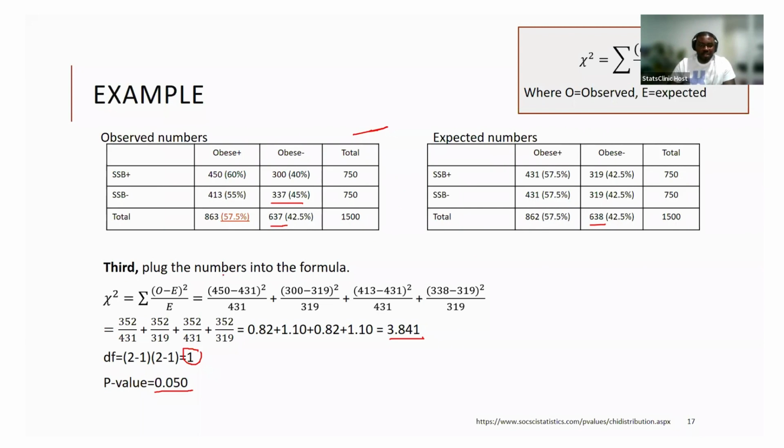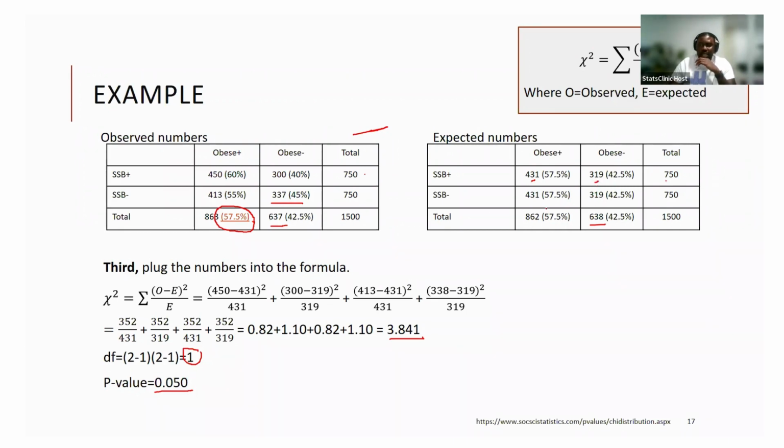So the reason why I keep making this red is because this is a number that we used to calculate the expected. So you essentially take one of the proportions that you have, okay, and you plug that into your formula. So in this case, we took 57.5 and we multiplied it by this 750, okay, and we obtained 431, and that's our expected for this proportion. Okay. And then we subtract 750 minus 431, we obtain 319.